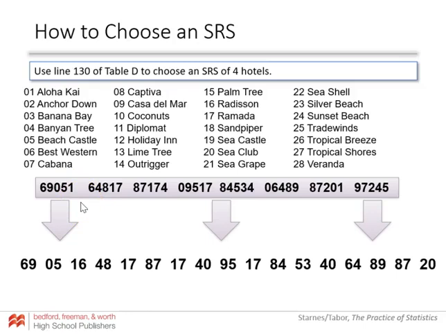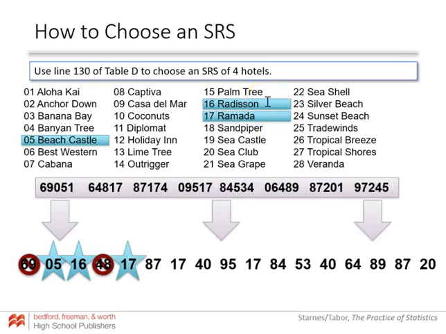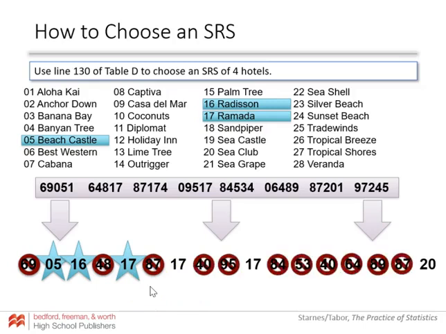So to choose our sample now, 69, I don't have 69 people in our population, so that number is irrelevant, skip it. 05, Beach Castle is now part of our sample. 16, we have a 16, so Radisson is part of our sample. We don't have a 48, so we're going to skip that. We do have a 17, so Ramada is part of our sample. And then we continue down the list. 87 is not on our list. 17 is a repeat. That doesn't mean Ramada gets in my sample twice. It means I just skip it.